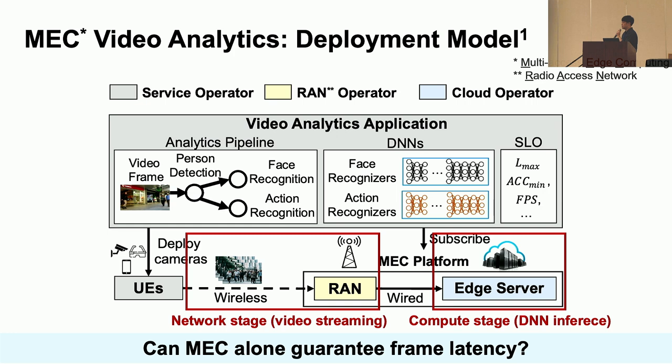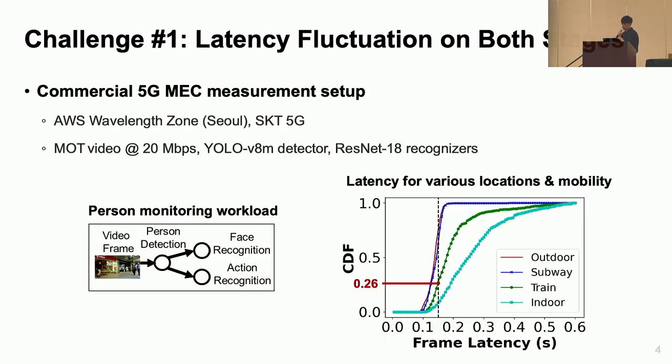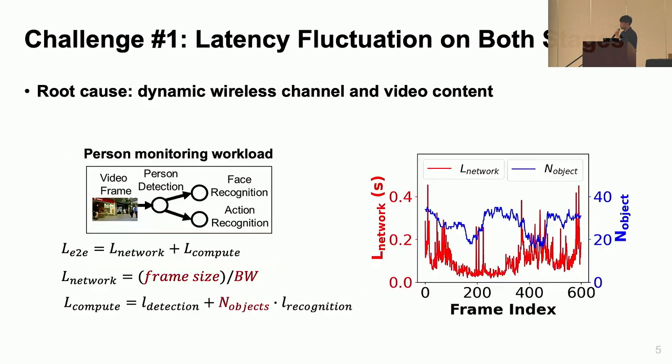So actually, the question we wanted to investigate here was, can the MEC platform alone guarantee low and consistent frame latency in practical environments? So actually, we conducted real-world measurements over commercial 5G MEC platforms, and the answer was no. When running this person monitoring workload over the AWS Wavelength Zone hosted in Seoul, we noticed that the end-to-end latency is typically very fluctuating, and the latency SLO satisfaction can drop quite significantly, for example, as low as 26% in high mobility scenarios. So actually, why is this happening?